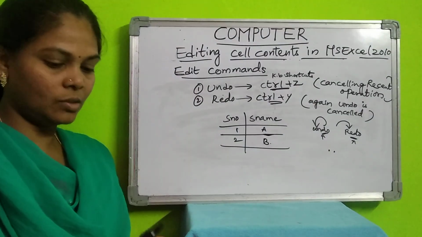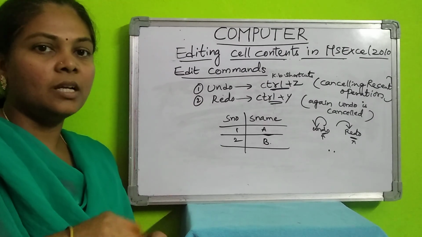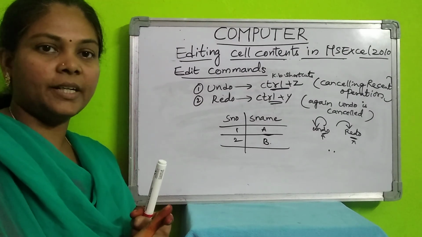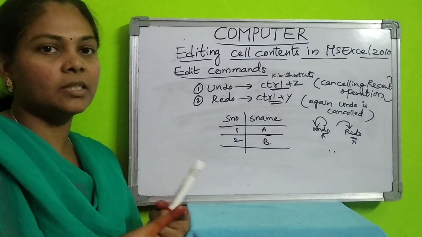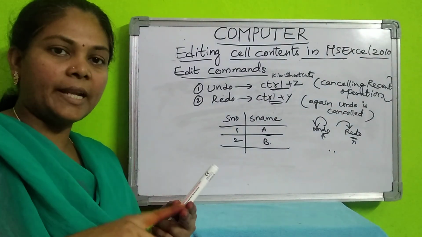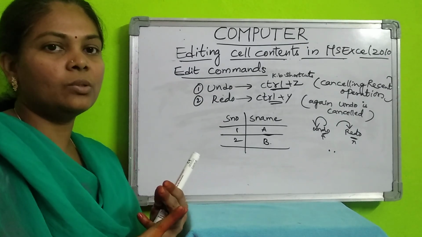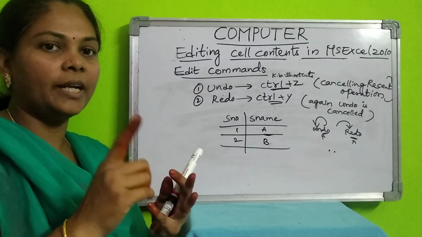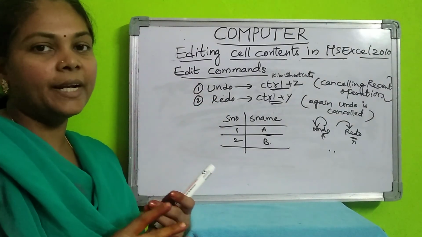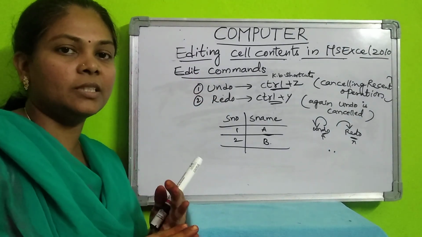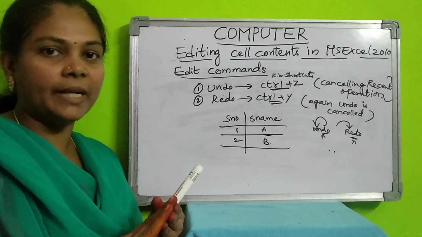I will show you all these. First, how to enter the data, that means how to create the columns and enter 2 records, and after that how to select the cells. Third is how to modify the content of the cell. Fourth is these 2 edit commands. All those I will explain in the system so that you can understand better. Okay children?